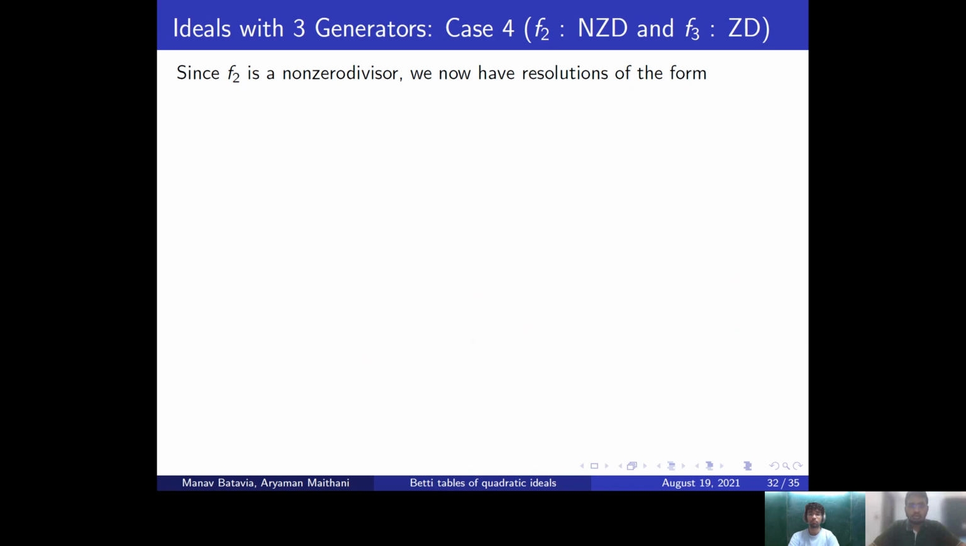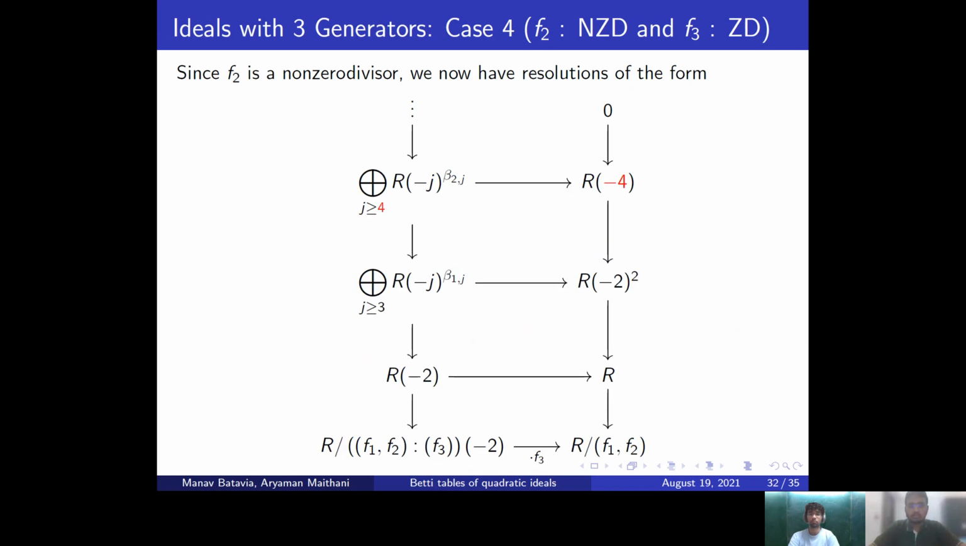Now we come to case 4. Since f2 is a non-zero divisor, we now have resolutions of the following form. You might notice over here, since f2 is a non-zero divisor in R mod f1, R mod (f1, f2) will have resolution R(-2), R(-2)^2, R(-4). So this is where we have something different from the previous case. Here it is R(-4), earlier it was R(-3).